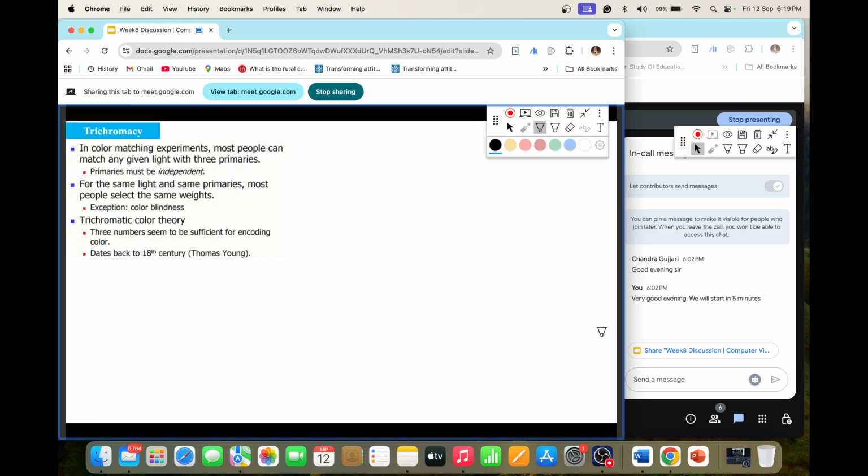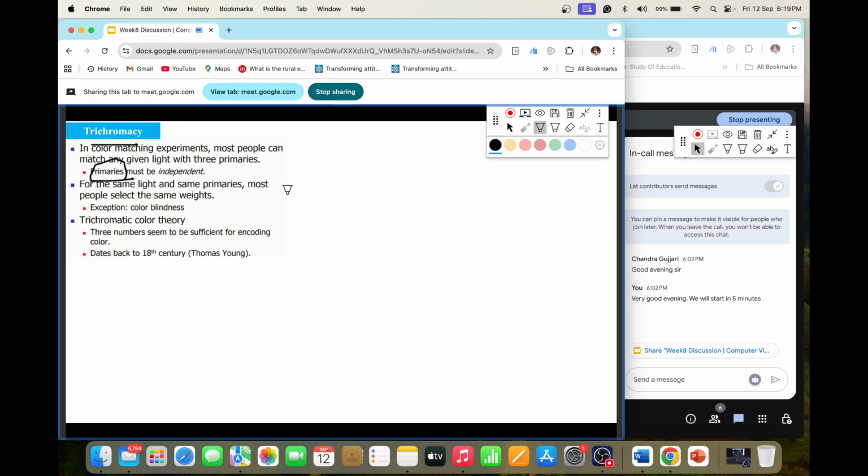Now we have this concept called trichromacy. In a color matching experiment, most people can match any given light with three primaries. The three primaries are the same thing I have shown you: long wavelength, medium wavelength and short wavelength, that is R, G and B. Any color can be made with these three primaries. They are known as primaries because they are the main primal colors.